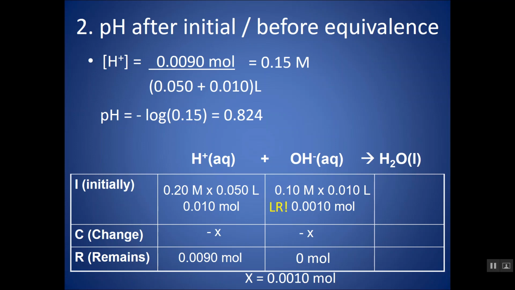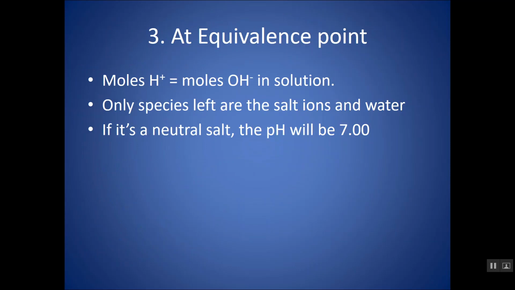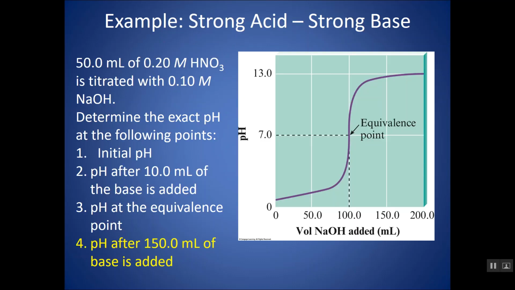So again, the lesson is you are doing a limiting reactant problem. You are figuring out how much H+ you have remaining at the end, and that is what you're using to get pH. Just make sure you change into molarity before doing the negative log. At the equivalence point, if it's a strong acid and strong base, it's automatically 7 because I have a neutral salt. The only species left are the salt and the water, and your salt in this case is neutral.